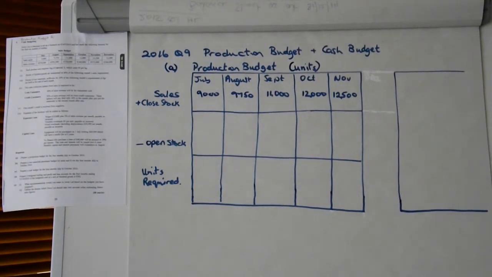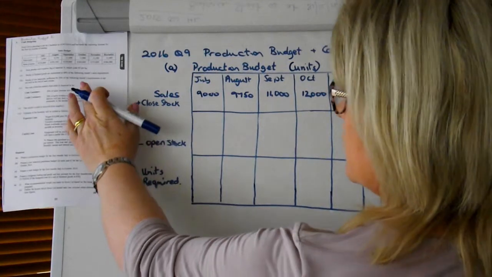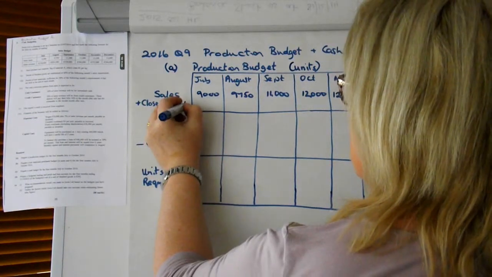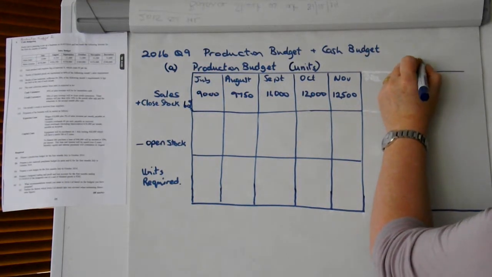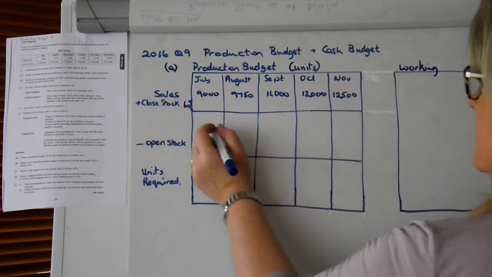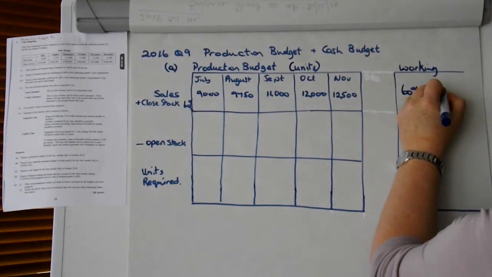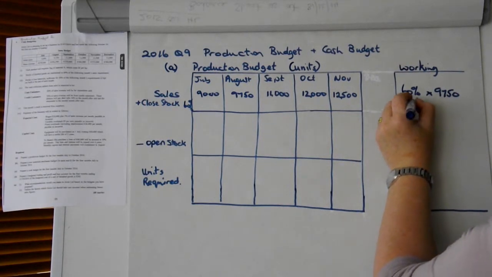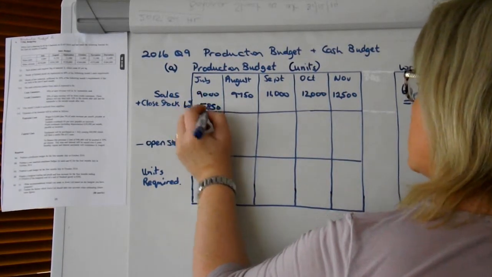So the next piece then is to calculate the units of closing stock that I have to maintain. I'm told that stock of finished goods are maintained at 60% of the following month's sales requirements. So I need to get 60% of the following month's sales. I'm just putting in a little workings note here. Now you do this on a separate page, but just to show you on the screen. So 60% of 9,750 works out then for July I have to maintain a stock of 5,850. So 5,850 is my closing stock there.